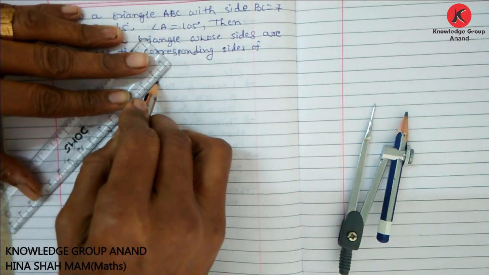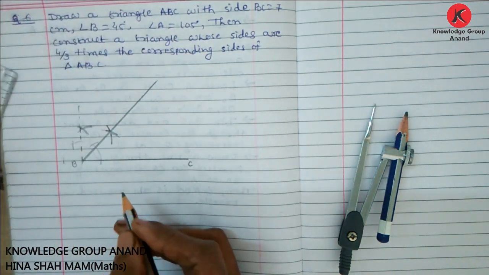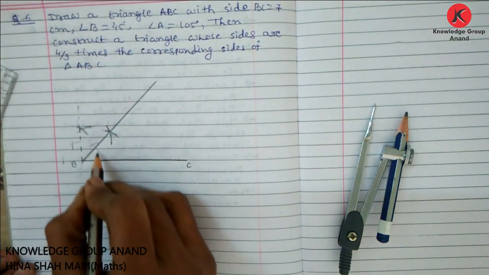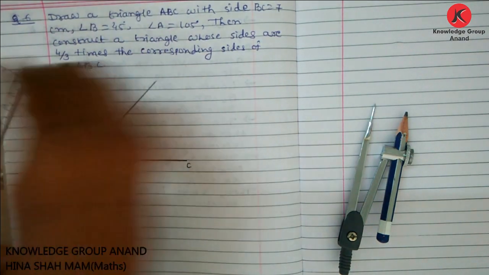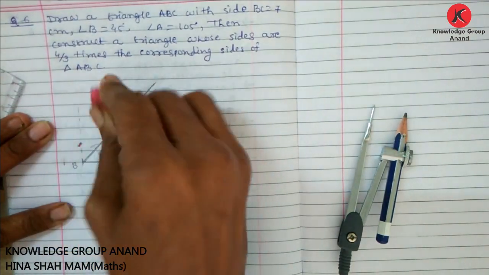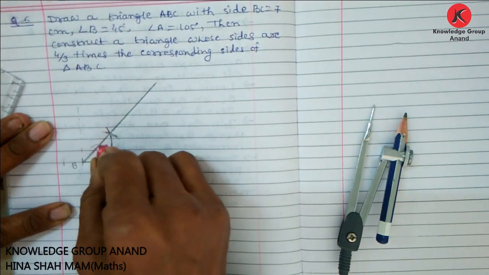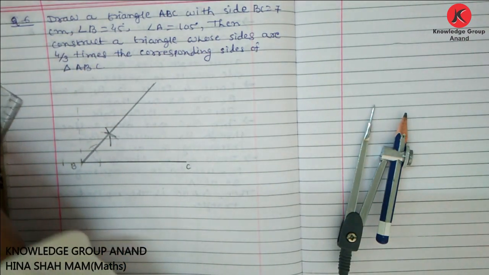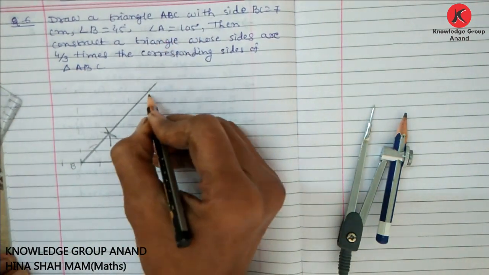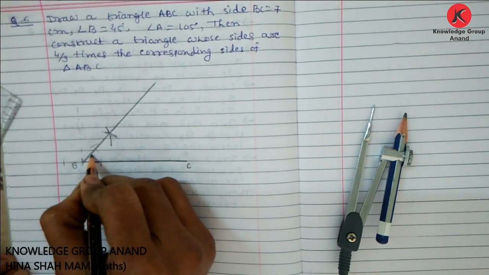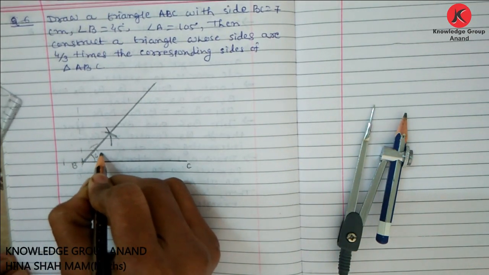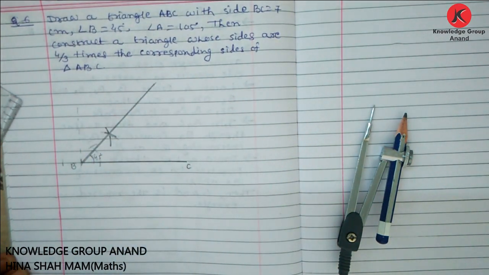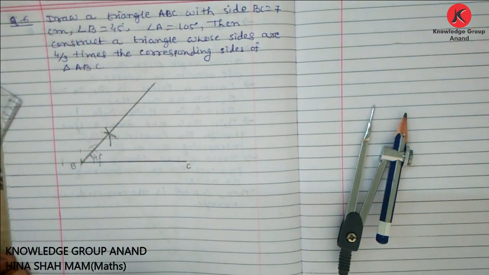Now this angle is 45. Angle ABC is equals to angle B is equals to 45. Complete here. Then angle A is equals to 105. Here B is equals to 45. Angle A here and angle C. Which measure of these angles C?